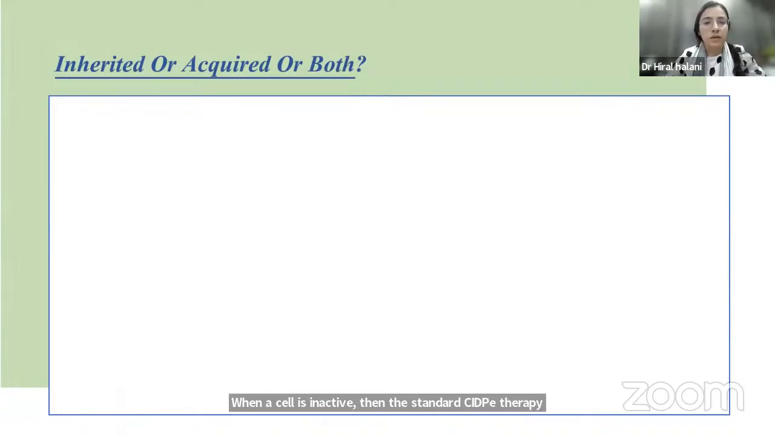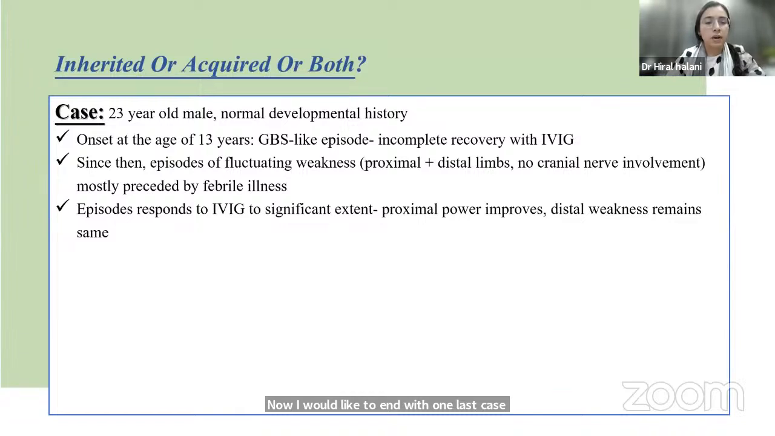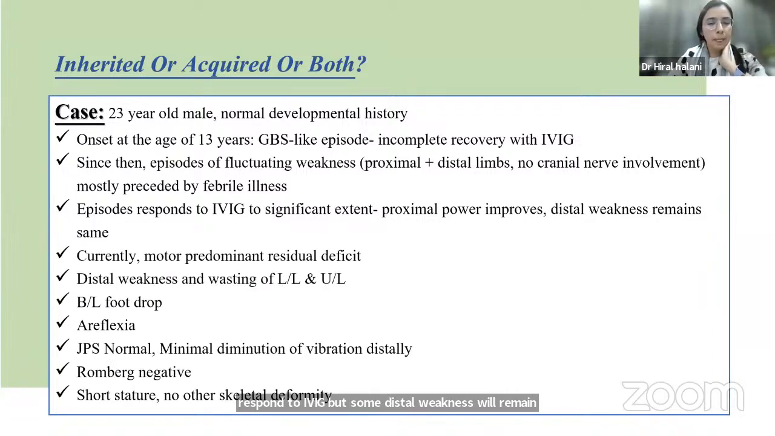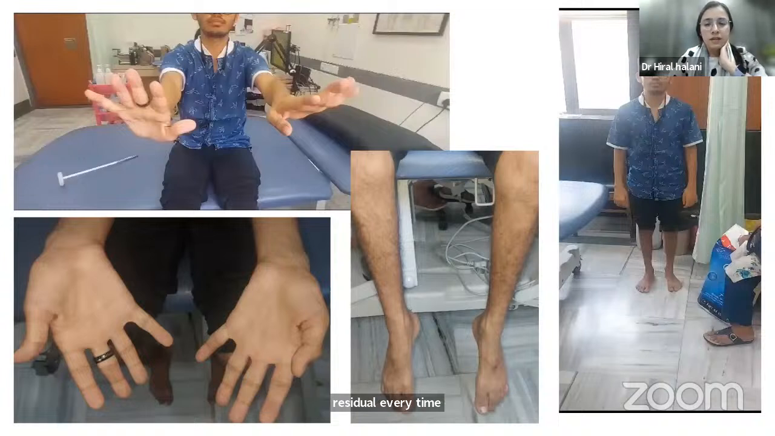Now I would like to end with one last case example, which is an interesting one. A young male, a 22-year-old male with normal developmental history. He came with repeated GBS-like episodes, and till now he has had 4 or 5 such episodes, and every time he would respond to IVIG, but some distal weakness would remain residual every time. So currently what he has is bilateral foot drop, distal upper limb weakness, distal lower limb weakness, and sensory ataxia.